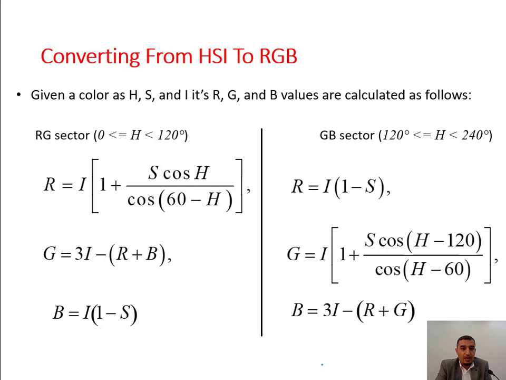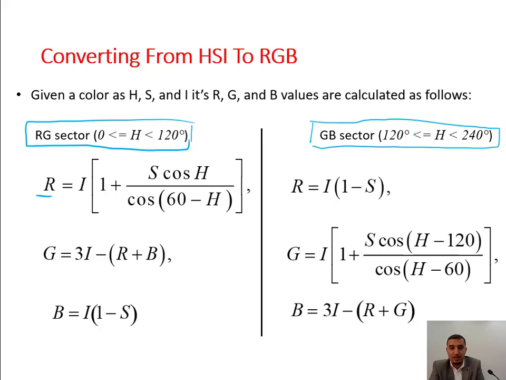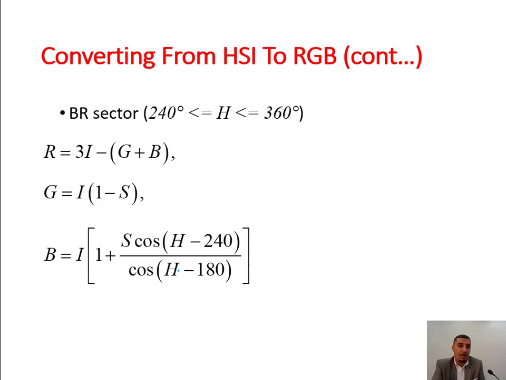Given a color in HSI, its RGB values are calculated as follows. If we want to find the RGB, in the section where H is between 0 and 120 degrees, B is equal to I times (1 minus S), R is equal to I times (1 plus S cosine H over cosine (60 minus H)), and G is equal to 3I minus (R plus B). In the green-blue section, where H is greater than or equal to 120 and less than 240, we have similar equations, and in the last section we have these equations.